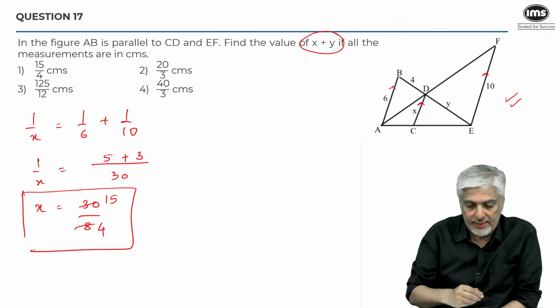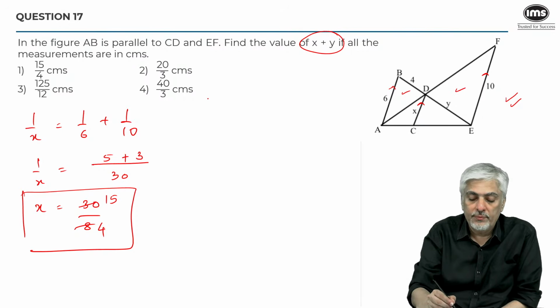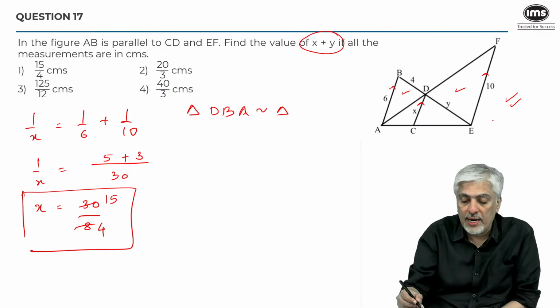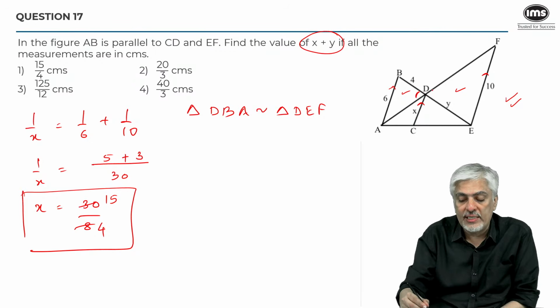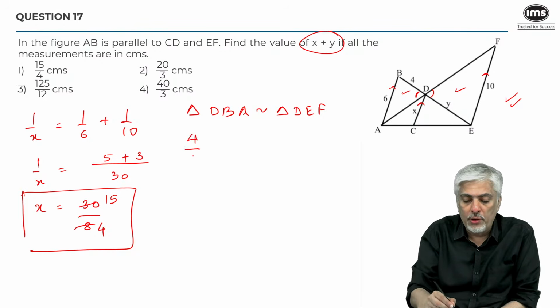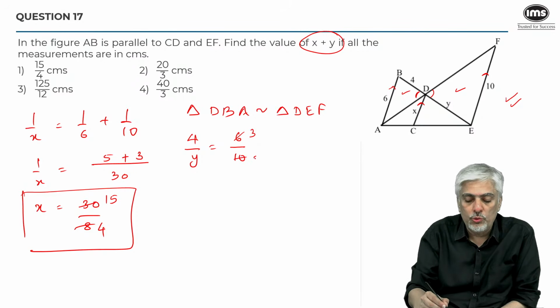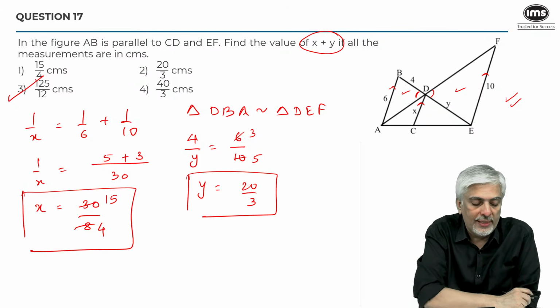This was only x. Now y. For y, we can prove this triangle and this triangle similar. That is triangle DBA similar to triangle DEF. One is vertically opposite angles and two are alternate angles. More than enough data is there. No need to work on it. So we will get 4 upon y is 6 upon 10. So therefore y comes out to be 20 upon 3. Right? Add them up, you get 125 upon 12.